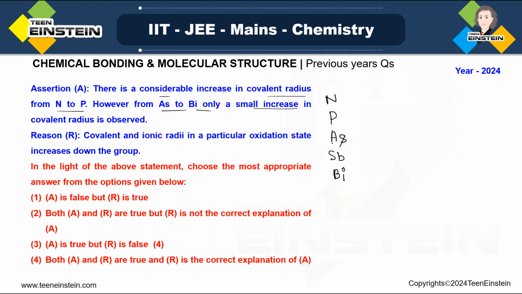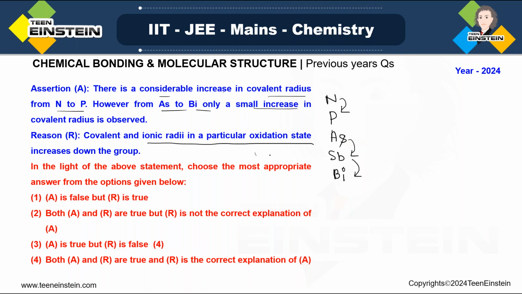But how is the size increasing? Is it a very drastic increase or a small increase? That is the thing mentioned here. So it is saying that there is a very large increase, that is a considerable increase, when you are moving from N to P. But when you are moving from As to Sb, Sb to Bi, the increase is not so high. Reason is saying that covalent and ionic radii in a particular oxidation state, particular because no oxidation state is mentioned in assertion. So when oxidation state is common, then the covalent or ionic radii increase down the group.